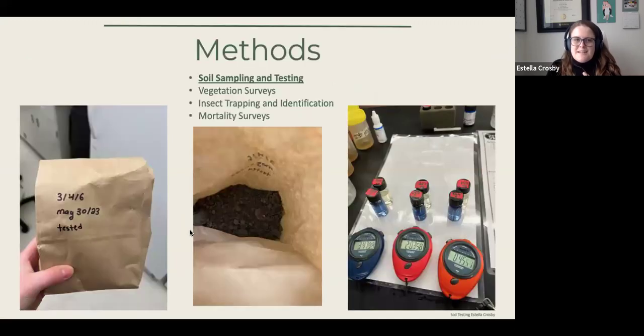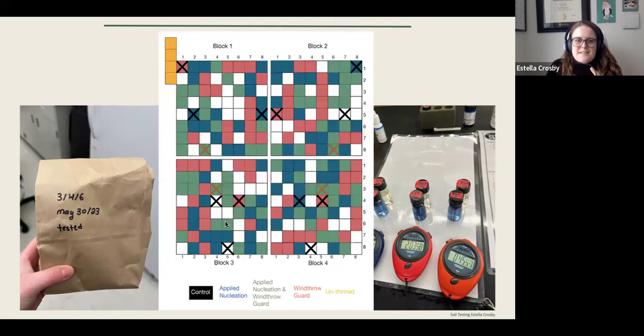The first method and data type is the soil data. Soil sampling occurred once a year every year, and it occurred in a W-shaped transect throughout the site and also in the unthinned plots. The X's mark the W-shaped transect. This is due to feasibility, both the cost of testing the samples as well as the time it takes. Because there are so many plots, unfortunately, we were not able to sample every single one.